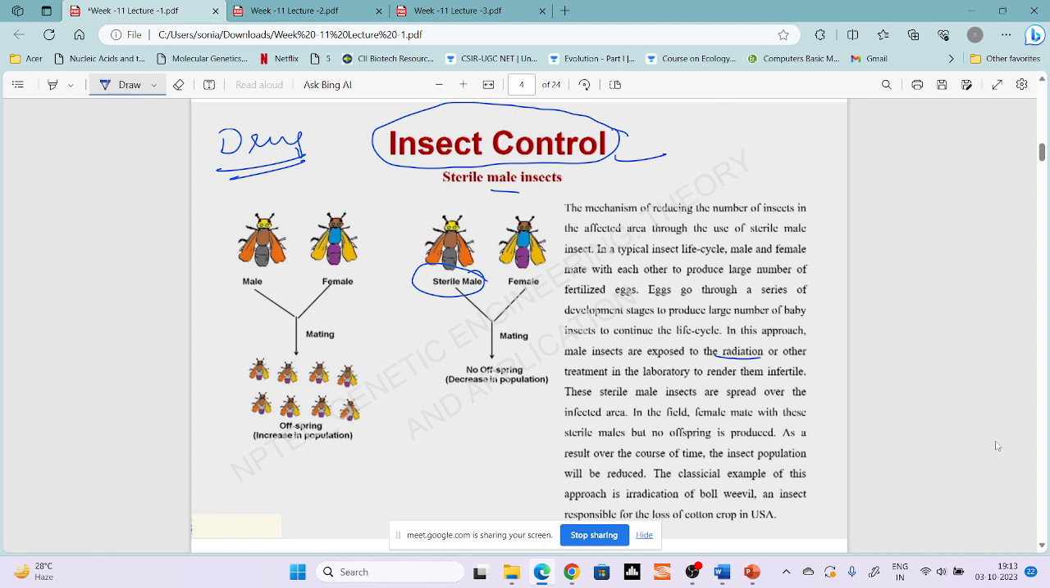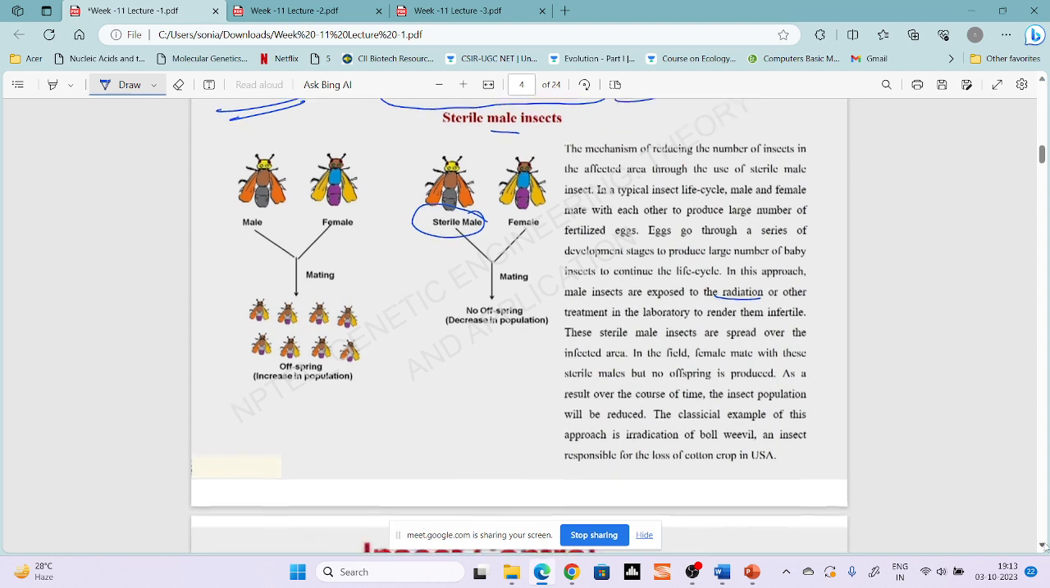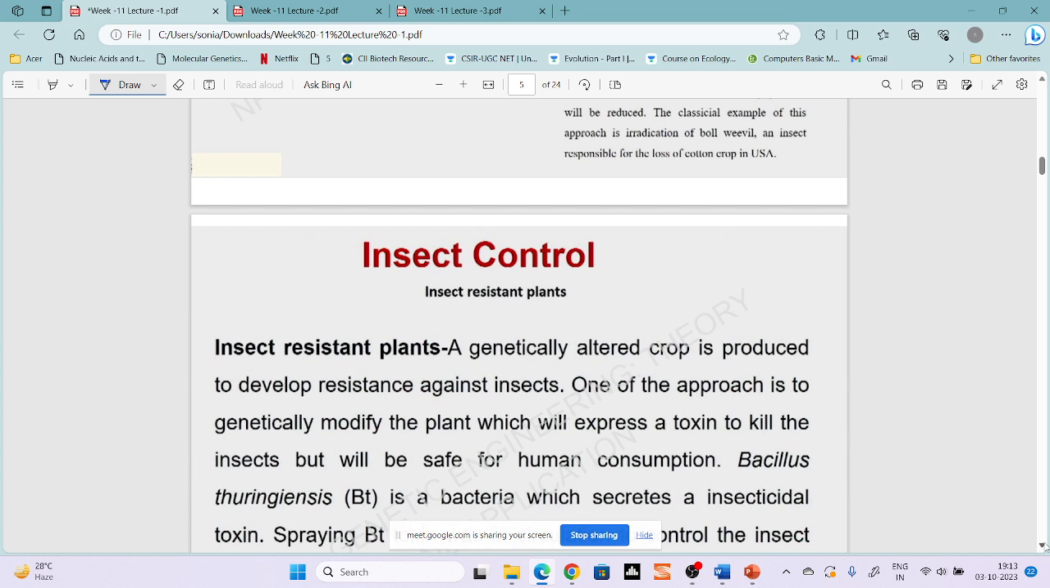So this is one thing, having a sterile male. You make insects in such a way that they are not able to produce much population, and therefore you are controlling the insect population. But there is not much biotechnology involved here. And the problem here was that you are making your insects sterile.